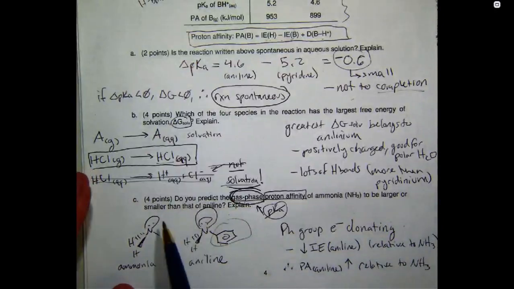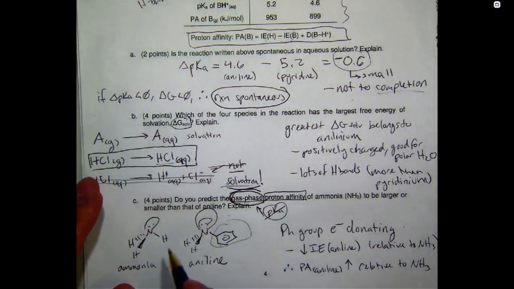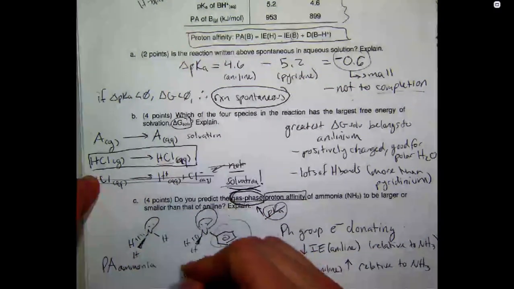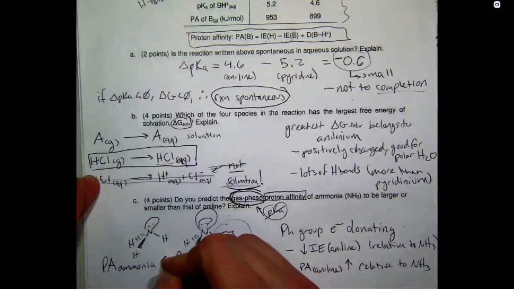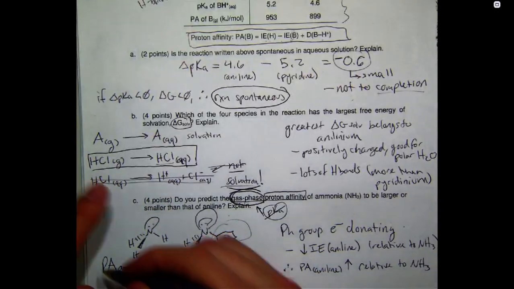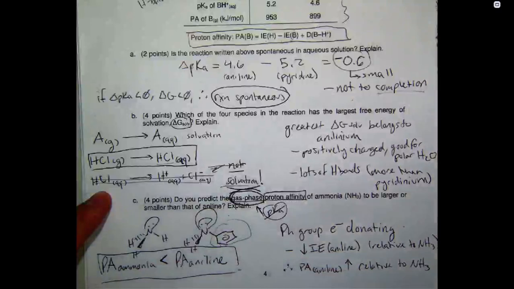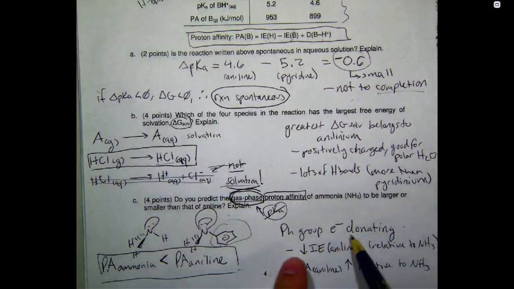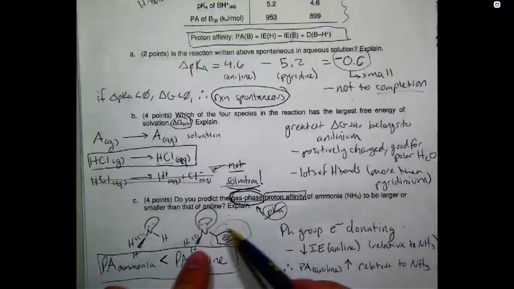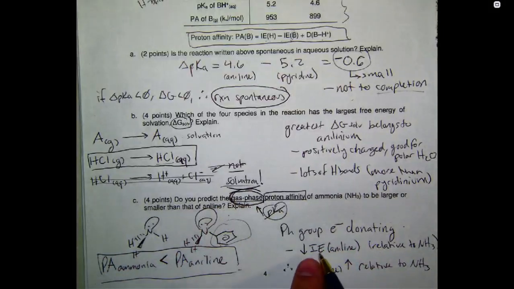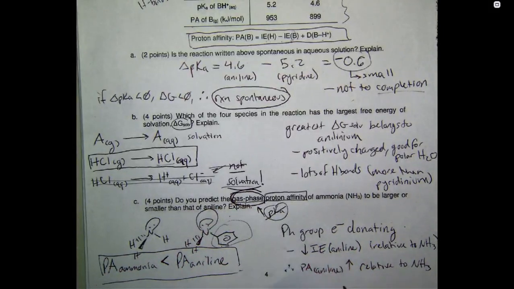So just to restate, the gas phase proton affinity of ammonia is going to be smaller. So PA ammonia, PA aniline: aniline is greater than ammonia. The proton affinity of ammonia will be smaller than that of aniline, and the reason is because aniline has an electron donating phenyl group that increases the size of this lone pair, which results in a decrease in aniline's ionization energy, and because there's a decrease in the ionization energy, you see the proton affinity for that species go up. All right, so I hope that answers some of your questions, and as always, if there's something that isn't clear to you, feel free to find me in office hours.